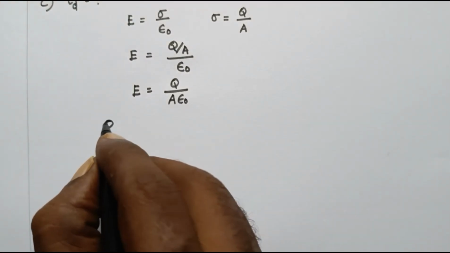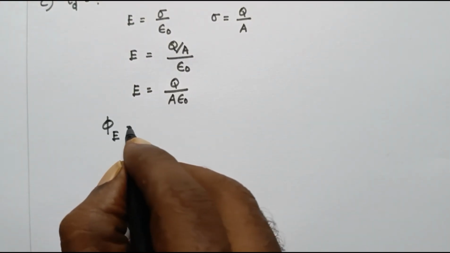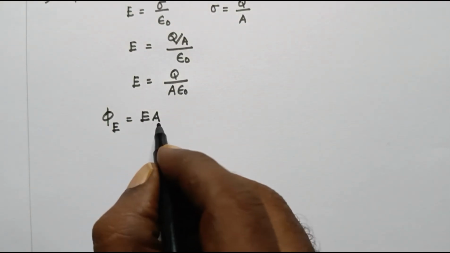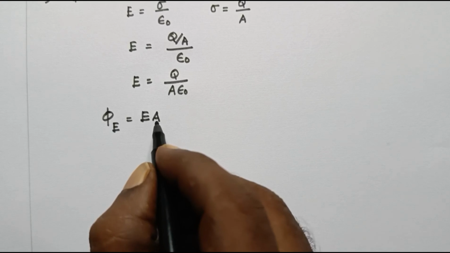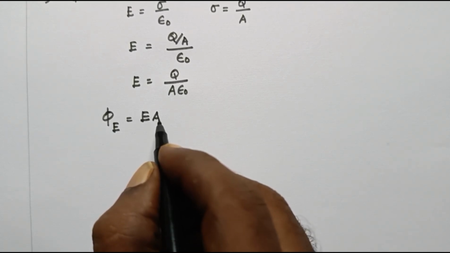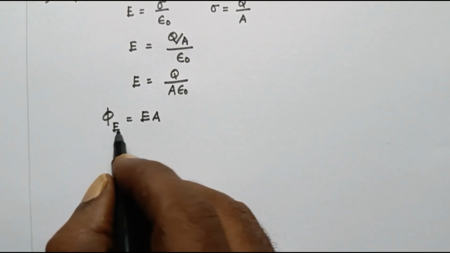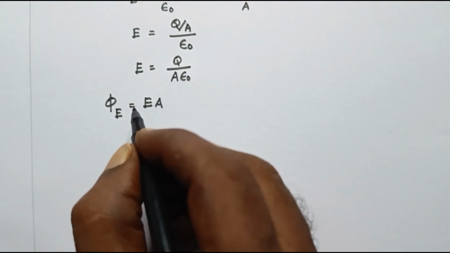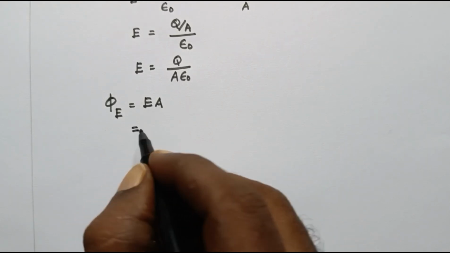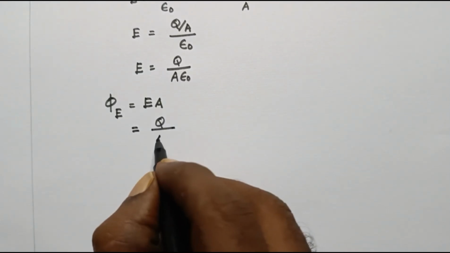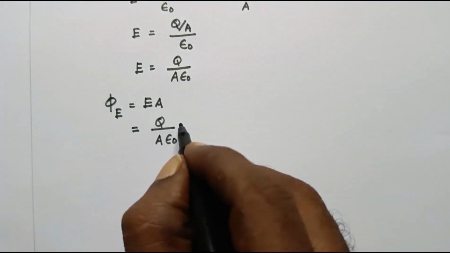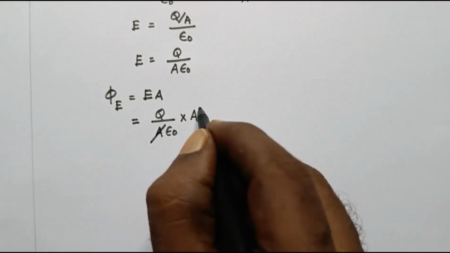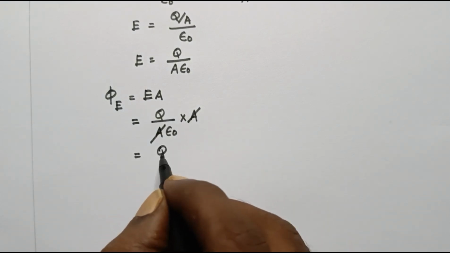The electric flux can be written as phi suffix E is equal to E into A. E dot A is equal to EA cos theta. Here theta is equal to 0. Therefore cos theta is equal to 1. Therefore we can write the electric flux is equal to EA. Now using this relation we can write phi suffix E is equal to Q divided by A epsilon 0, into A. We can cancel A. Therefore this is equal to Q divided by epsilon 0.